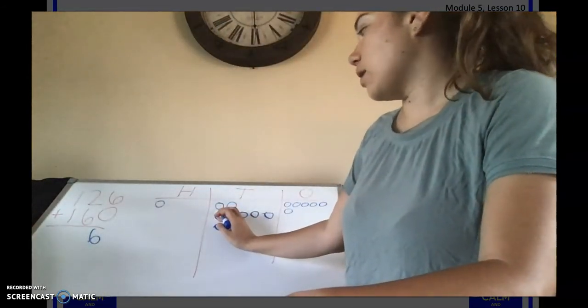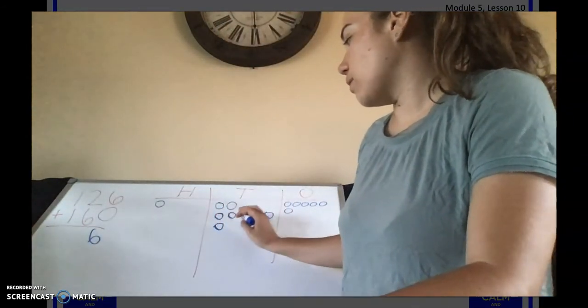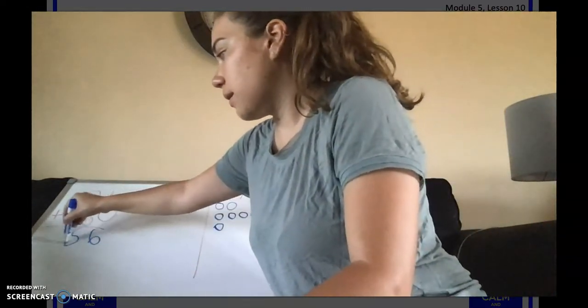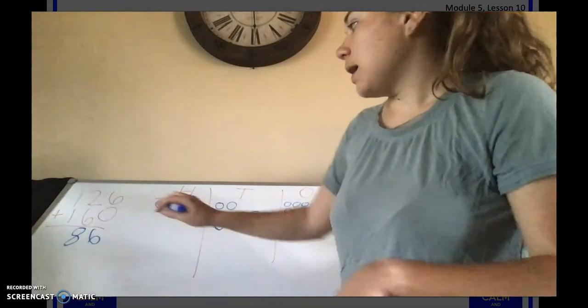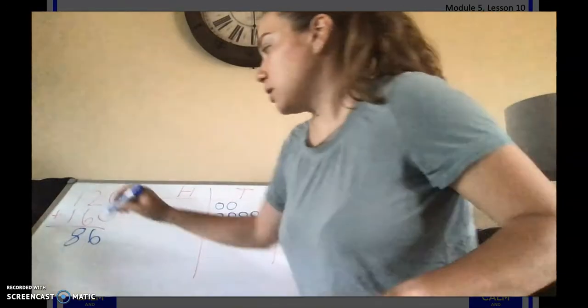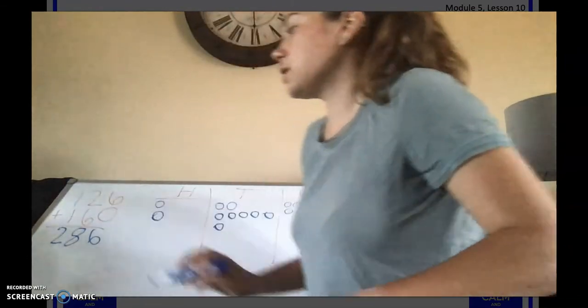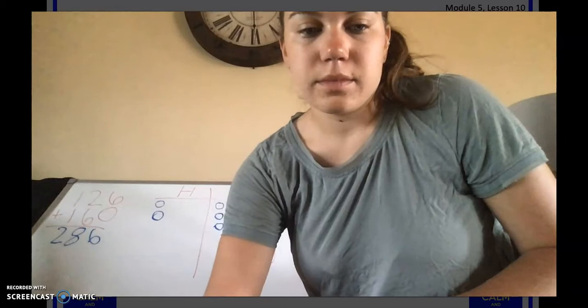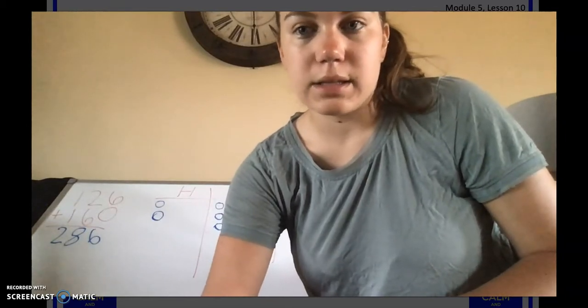So let's count how many there are in the tens column. 1, 2, 3, 4, 5, 6, 7, 8. You don't have to do anything, so we're going to write our 8 there. And now we have to do 1 plus 1, and then how many is that? Good, 2. So our answer is 286. Very nice job.